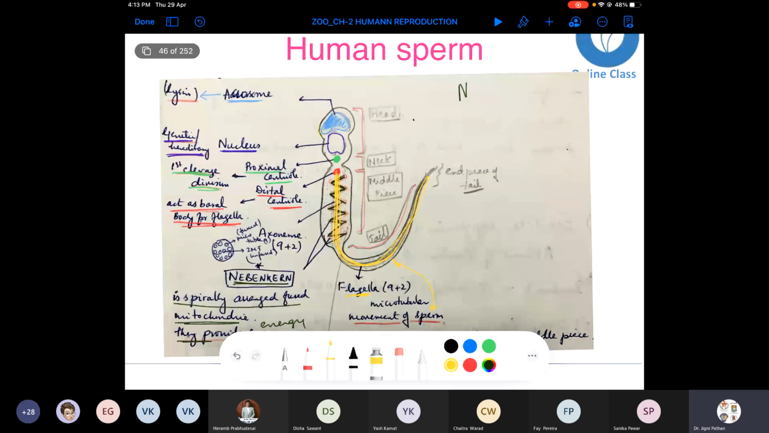Any doubts on the screen? Sperm diagram, come on, tell me. Have you all understood this part?